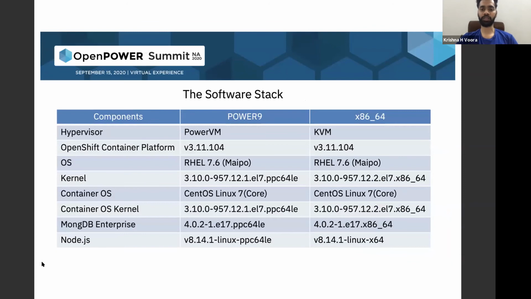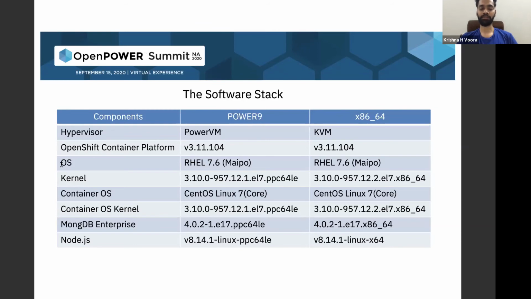The software stack in question, when we performed this particular proof point study at that point in time, is as follows. We made use of version 3.11 of OpenShift Container Platform across both Power 9 and Skylake systems. The choice of hypervisor on Power 9 was PowerVM, and the industry standard hypervisor KVM on Skylake systems. We are trying to recreate the same workload on version 4.5 of OpenShift on Power as well as x86 systems.